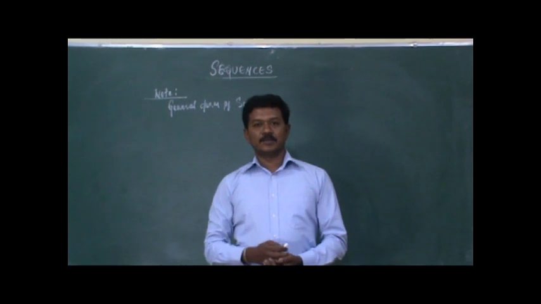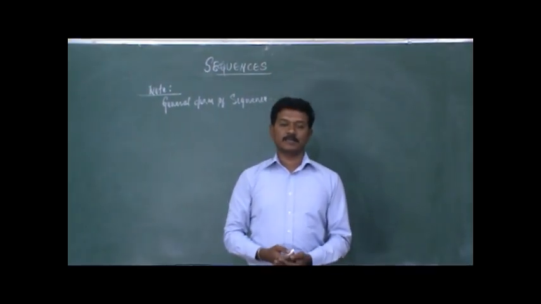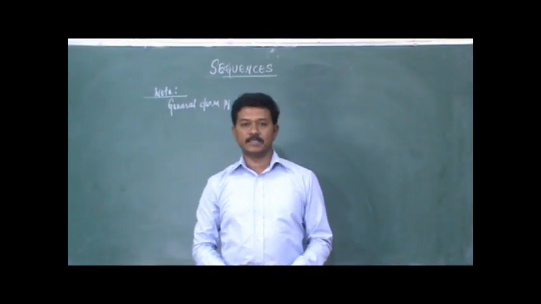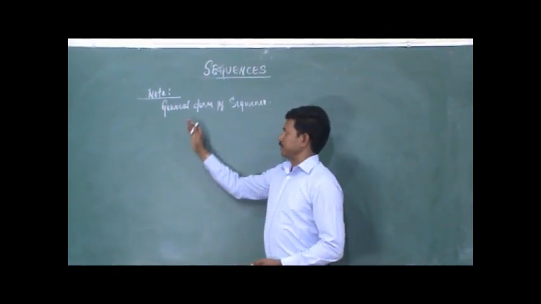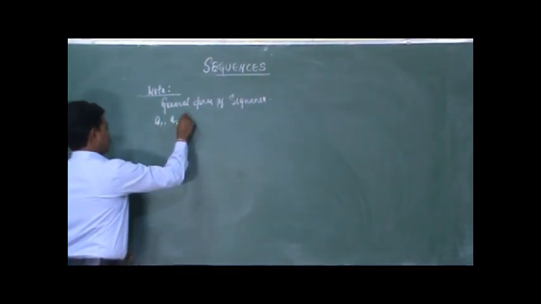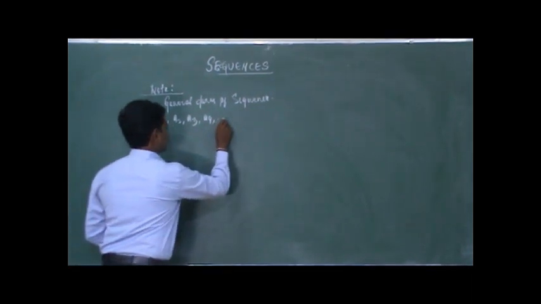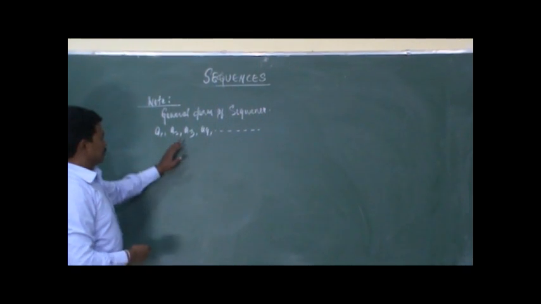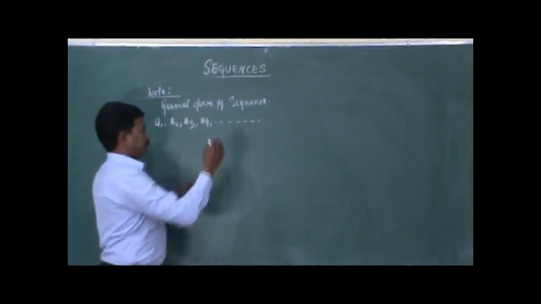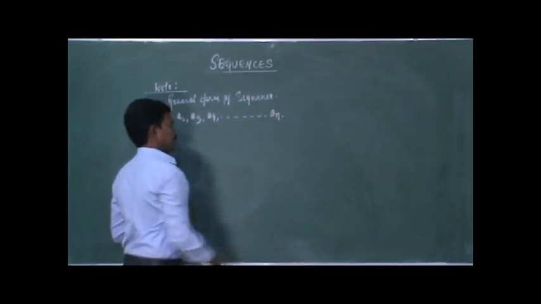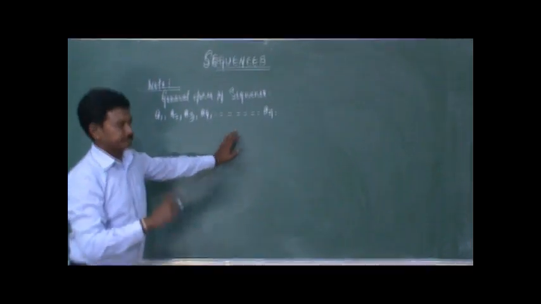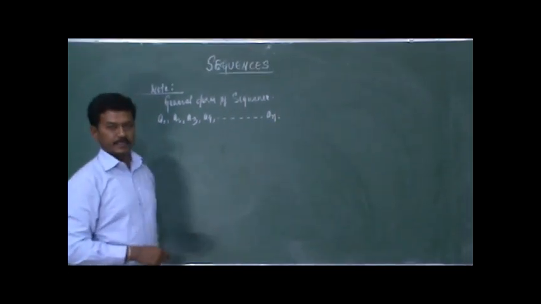Now, in order to solve further problems on sequences, we need a small knowledge of the general form of a sequence, which we discussed in the previous class. The general form of a sequence can be written like this: a1, a2, a3, a4, and so on. Looking at this, you might tell me that it is the general form of an infinite sequence. If I write the nth term, that is an, for the given sequence, then it becomes a finite sequence. We know this is the general form of a finite sequence.